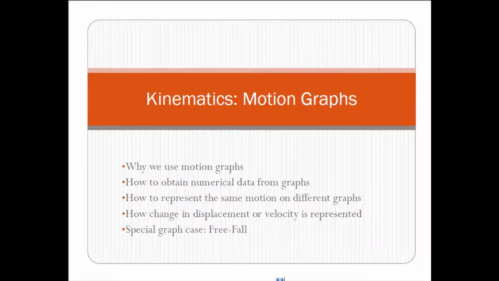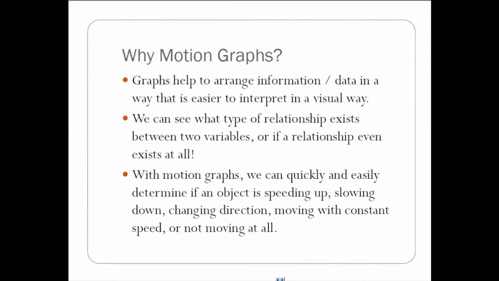So in this tutorial, I'm going to briefly talk about why we use motion graphs and how they can make life easier in physics. We're going to talk about how you can get actual numerical data from these graphs, like values for acceleration, displacement, or velocity. Then we're going to talk about how you can represent the same motion on different graphs, like a distance versus time graph or a velocity versus time graph. We'll also mention how change in displacement or velocity can be represented on a graph, either by the value for the slope of a graph or the area under the curve of a graph. And then we'll take a brief look at the special case of freefall.